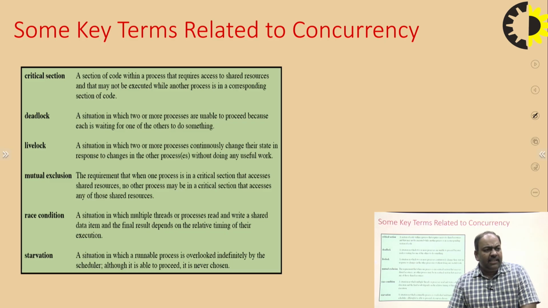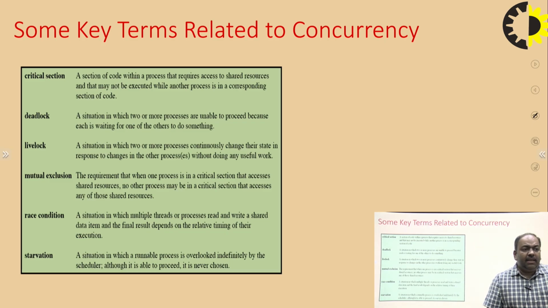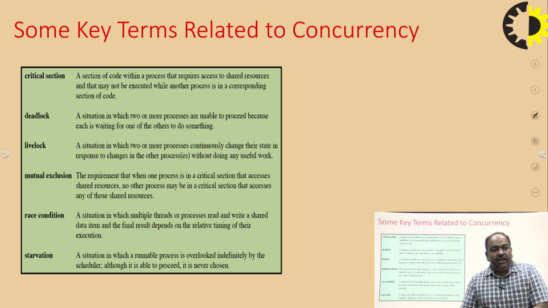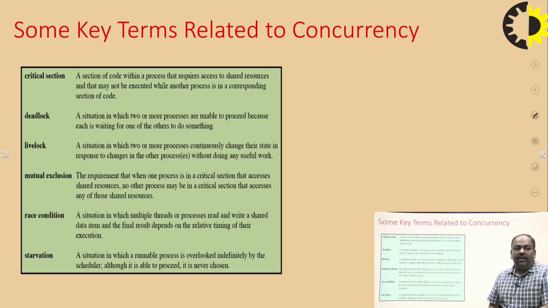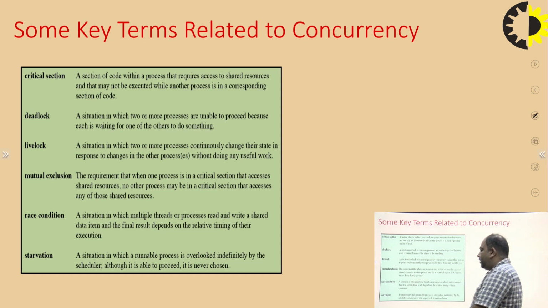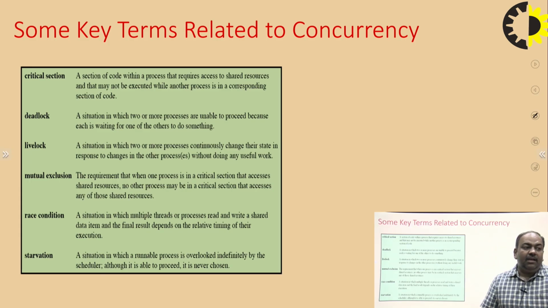Next, race condition is the situation in which multiple threads or processes read and write a shared item, and the final result depends on the relative timing of their execution. Starvation is a situation in which a runnable process is overlooked indefinitely by the scheduler. And livelock is the situation in which two or more processes continuously change their state in response to the changes of the other processes.